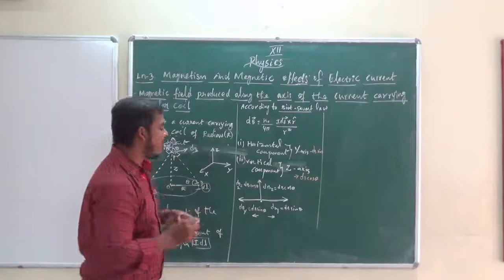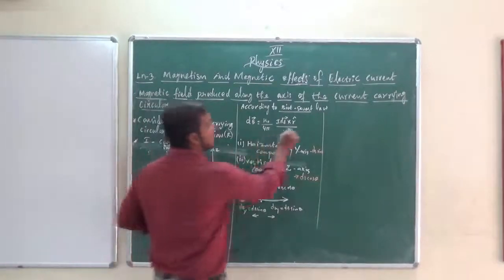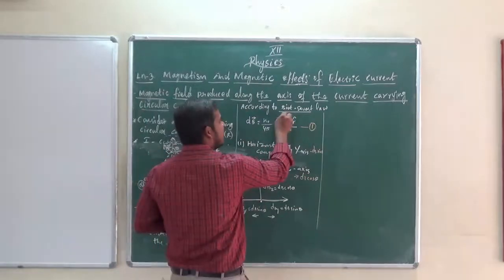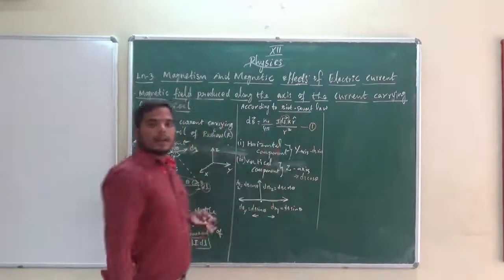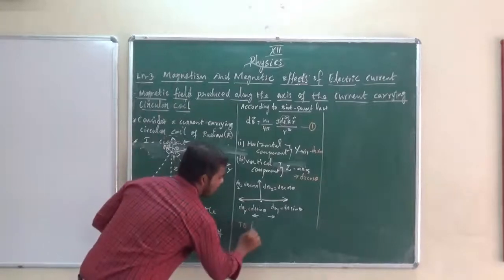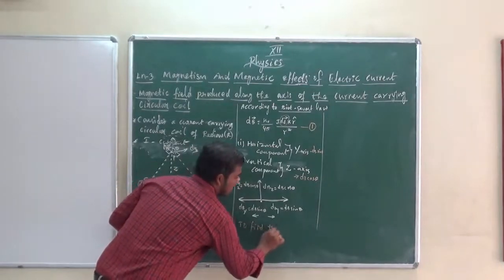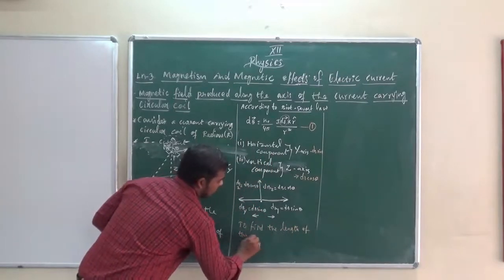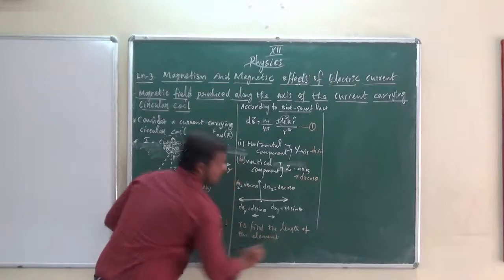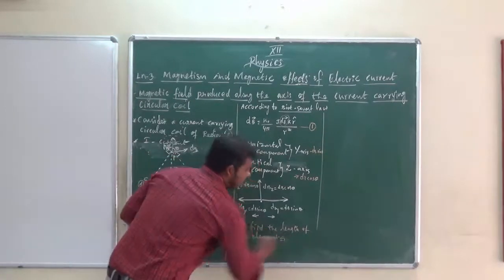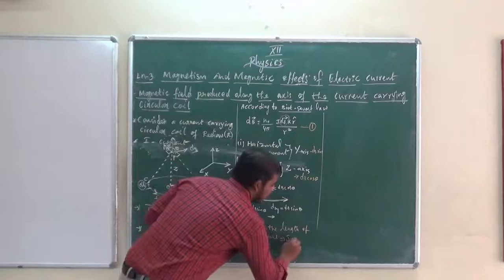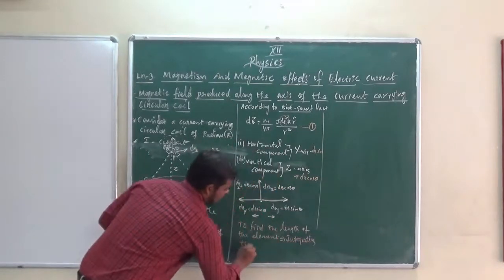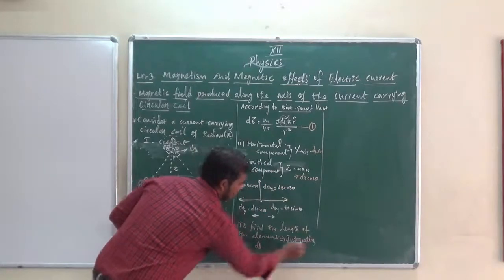Next, we have to find the dl. See equation number 1. In equation number 1, how do we find dl? We have to integrate to find the length of the element, integrating the dl.